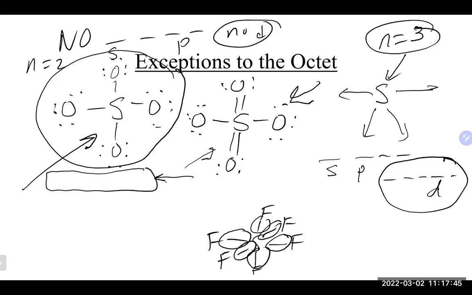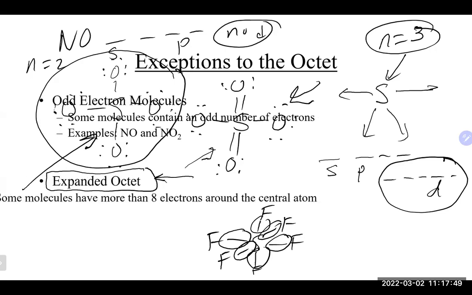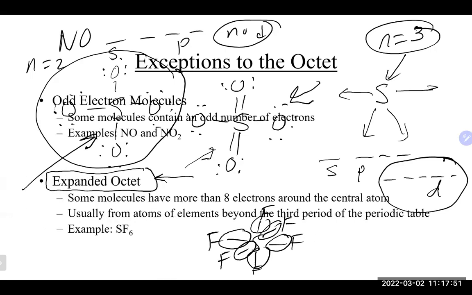Again, everything will follow the octet rule here in this class. You should be aware of the exceptions, but you won't have to draw any of those again until you get to 1A. The three exceptions are incomplete octet, odd number of electrons, and expanded octet. That'll be sufficient for us.